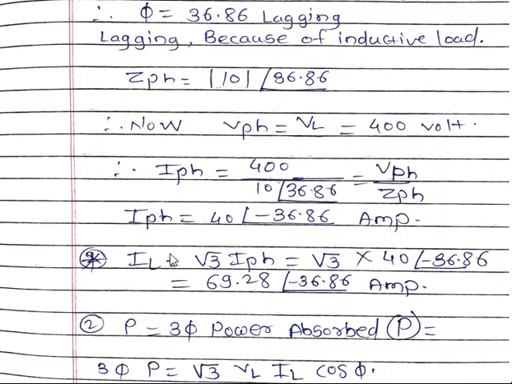Now we calculate the value of line current. Line current is equal to root 3 times phase current. Therefore, we multiply root 3 into phase current. Now the IL is equal to root 3 into 40 at an angle minus 36.86. The answer of this calculation is equal to 69.28 ampere at an angle minus 36.86 degree.